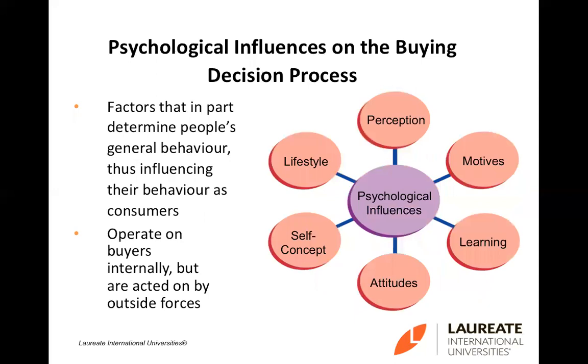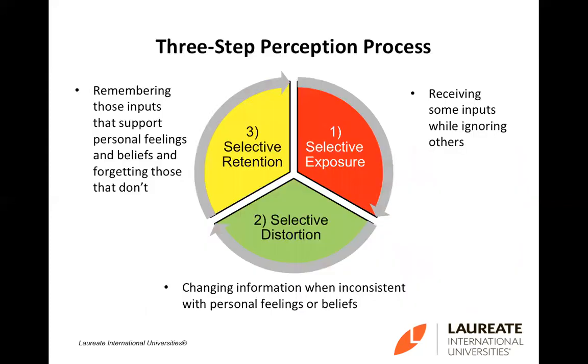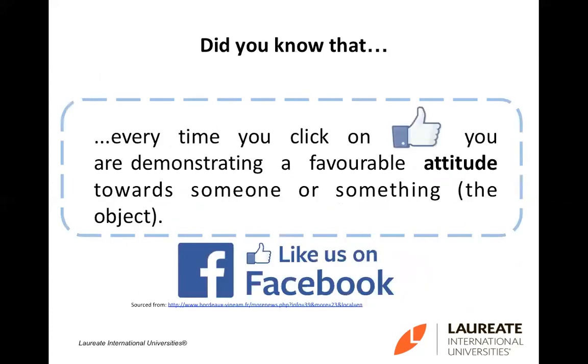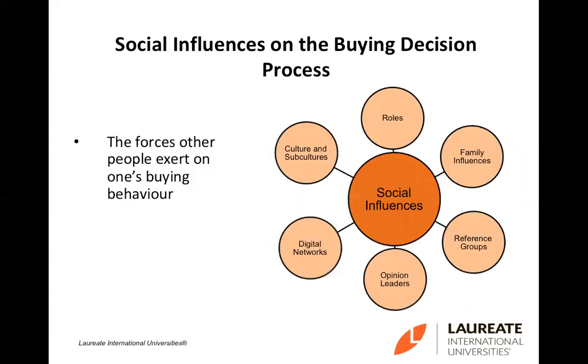In terms of psychological, we have perception, motives, learning, attitude, self-concept that affects consumer decision making, and the lifestyle of the consumers as well. So they are the factors that you want to look at, especially for your assessment 3. You can select 1 factor from situational and 1 factor from psychological. And the next one is your social influence. They are basically the outer layer, if you like.